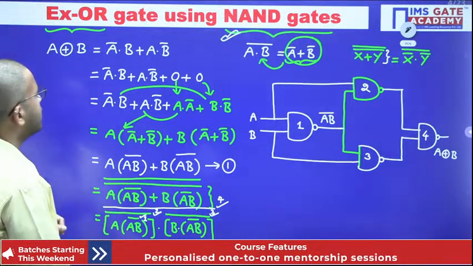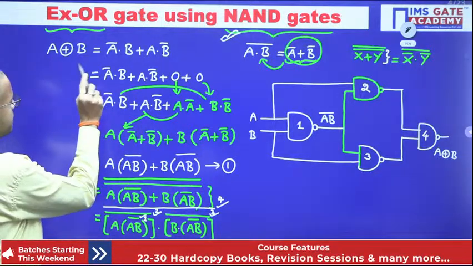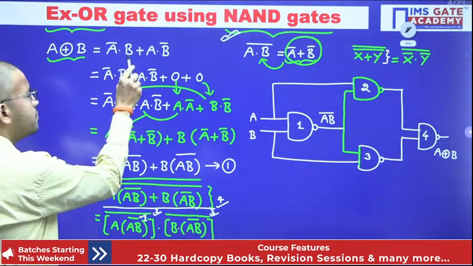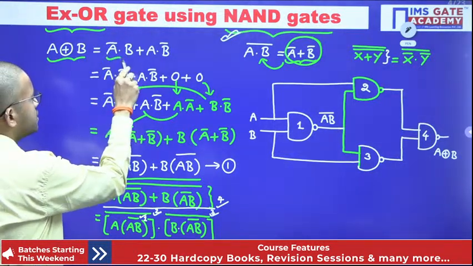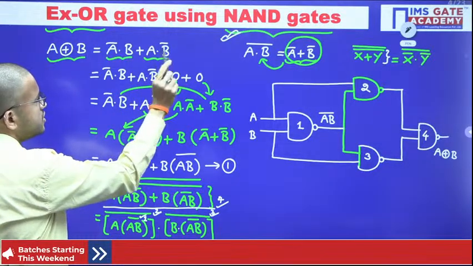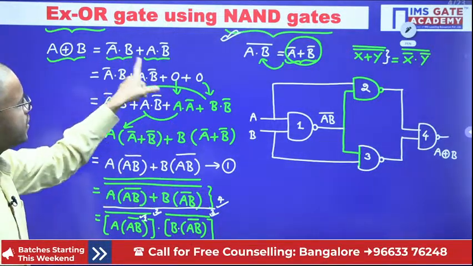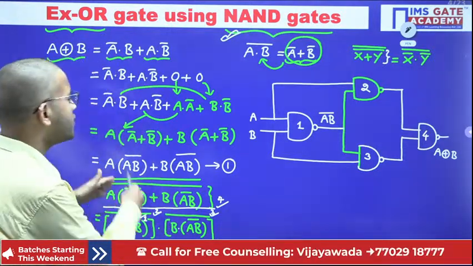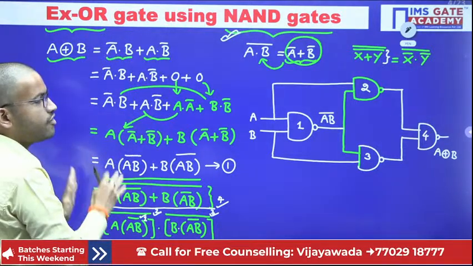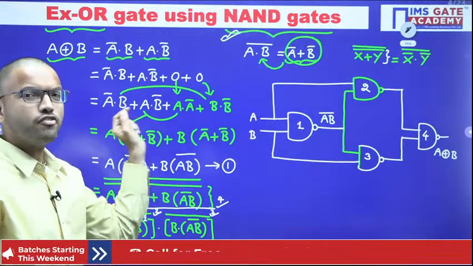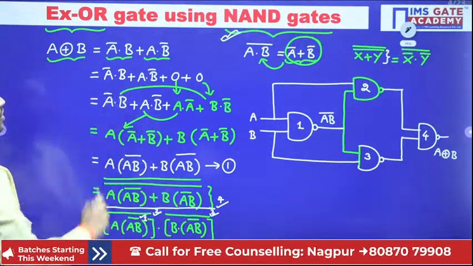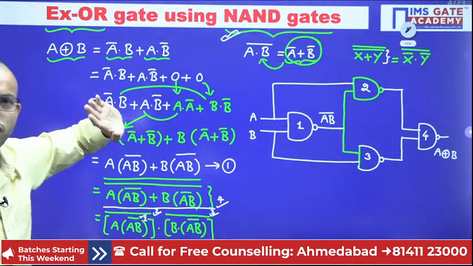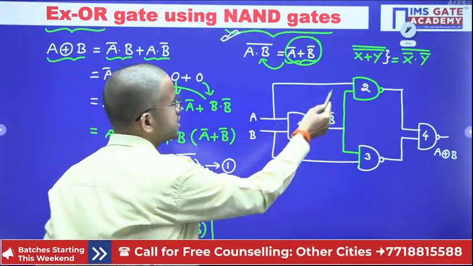Even in the beginning, when you write the A XOR B expression, A bar B plus AB bar, you can consider this one like x and this one like y. The original equation itself is x plus y, so why have I done so much manipulation before implementing? All of you give a try. It's not that we cannot implement A XOR B with this expression. No, we can implement it.